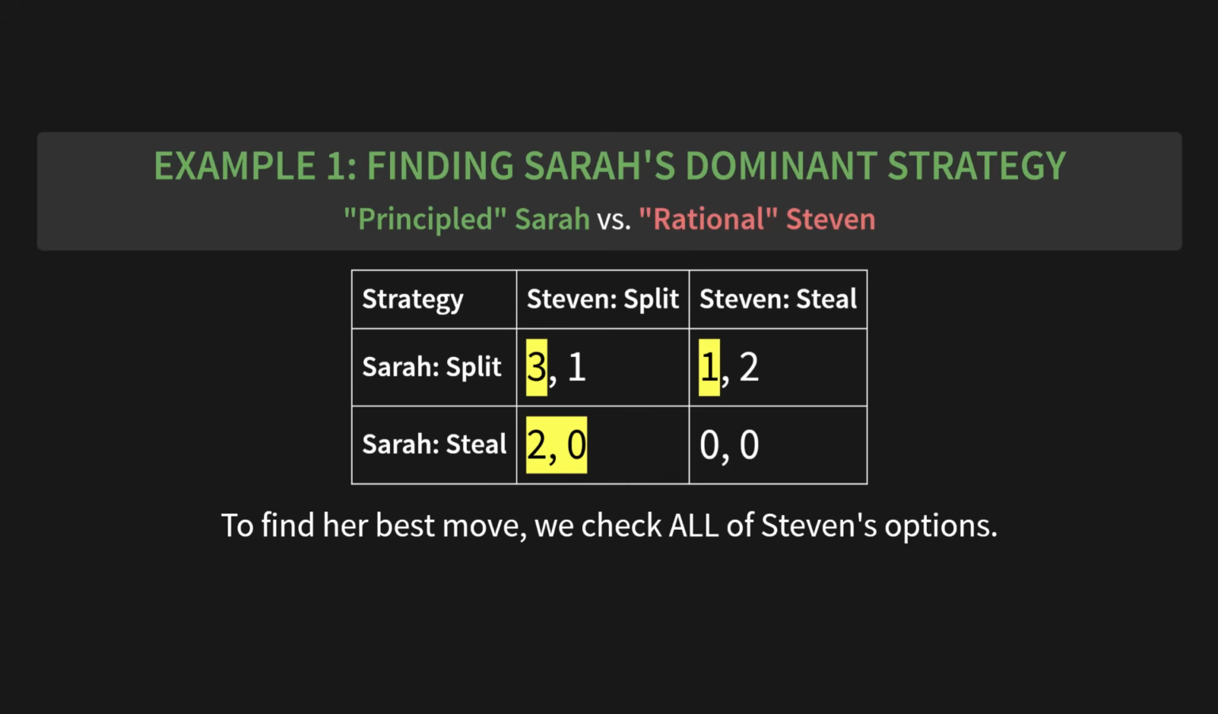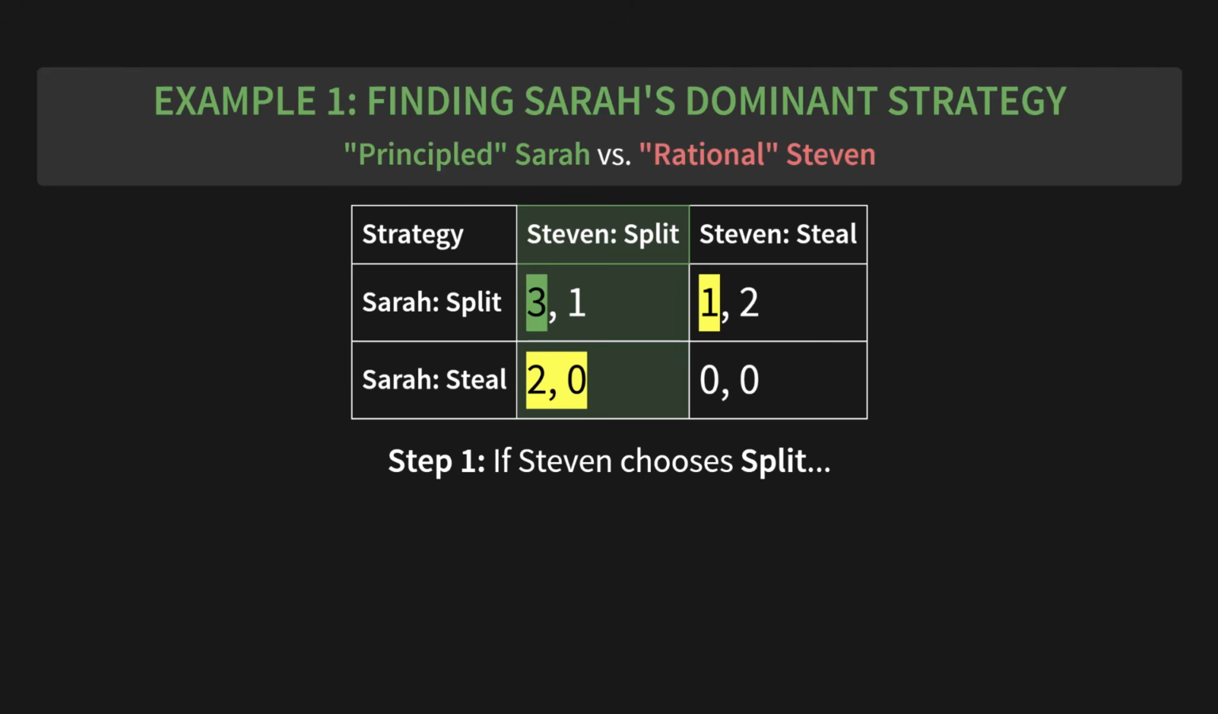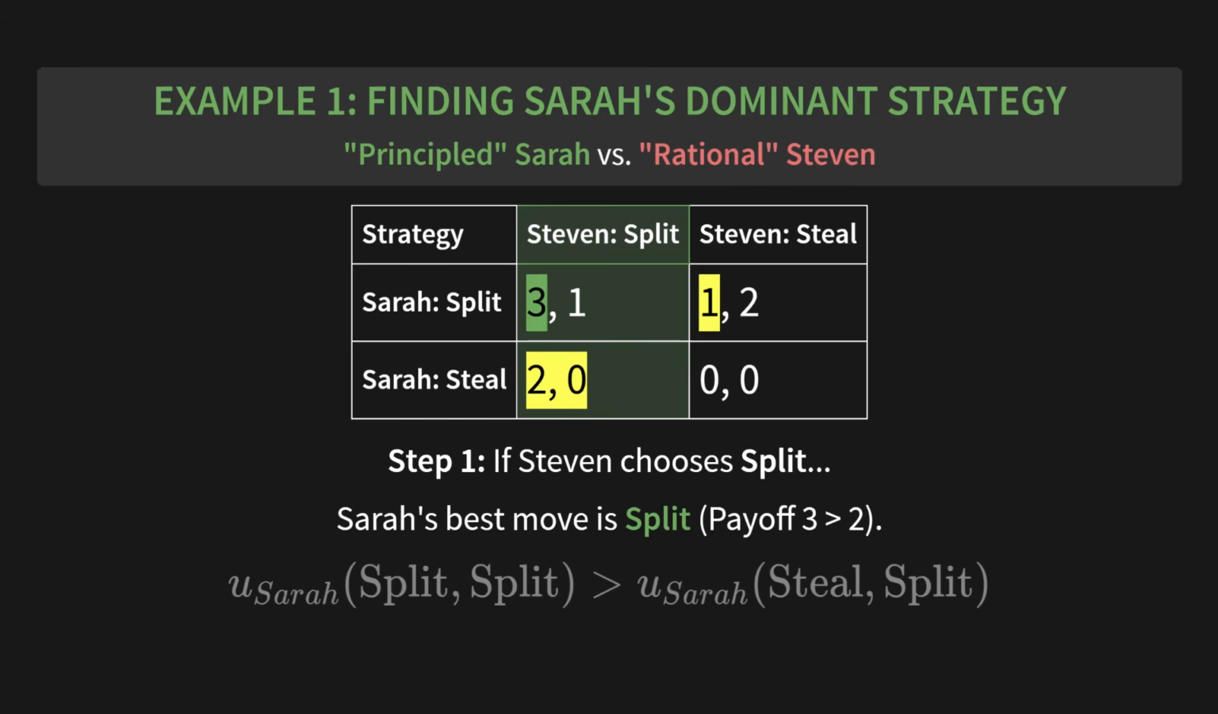So step 1. Let's imagine Stephen chooses to split. We're looking at that first column. If Sarah chooses to split, her payoff is 3. If she chooses to steal, her payoff is 2. Well, 3 is bigger than 2, so in this case, her best move is split. Easy enough.